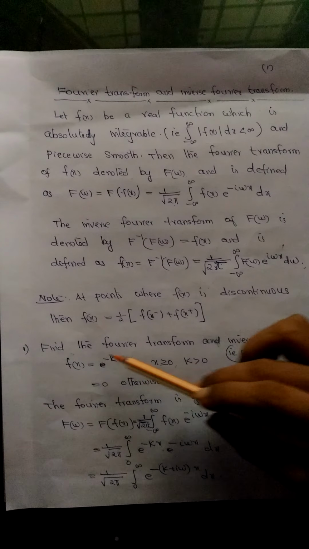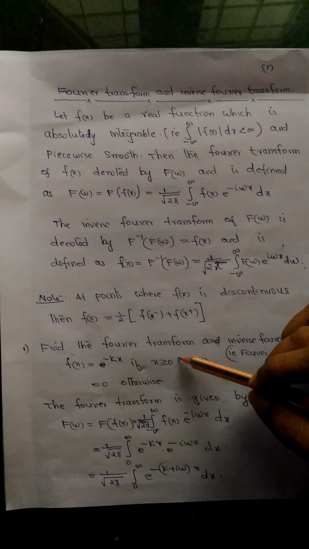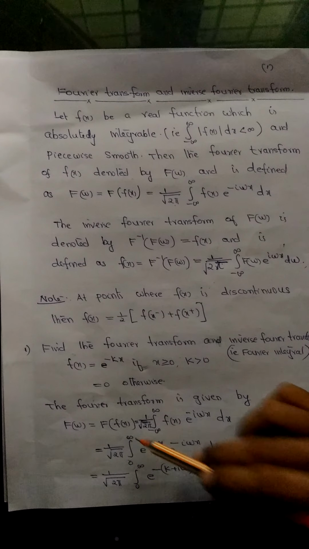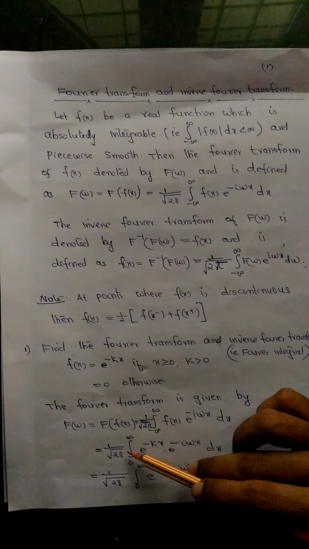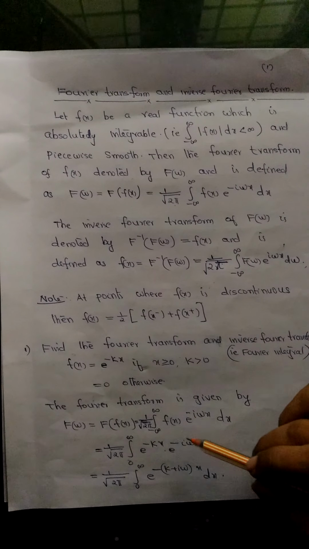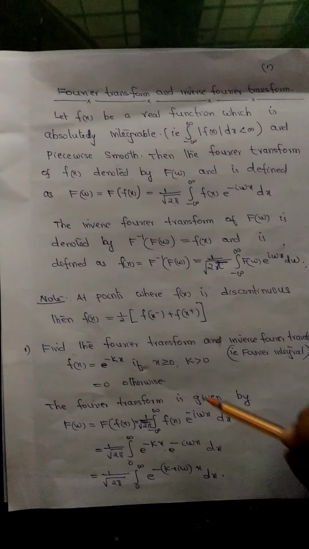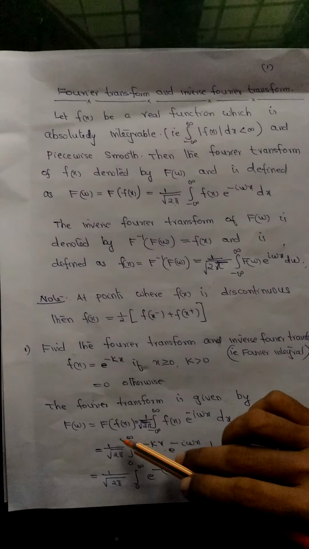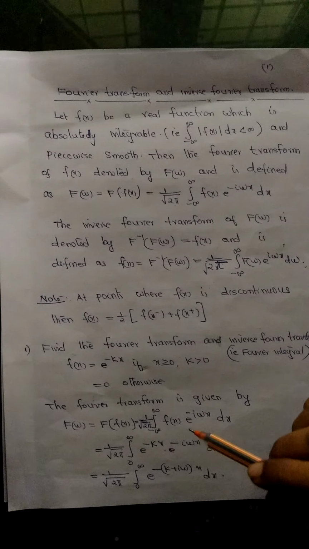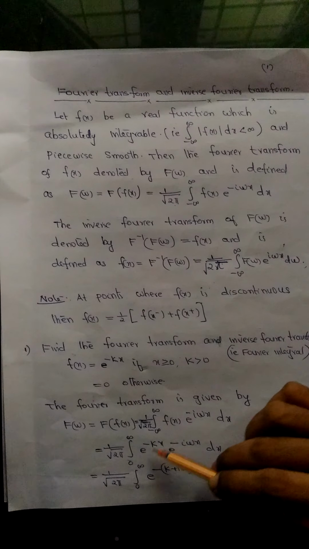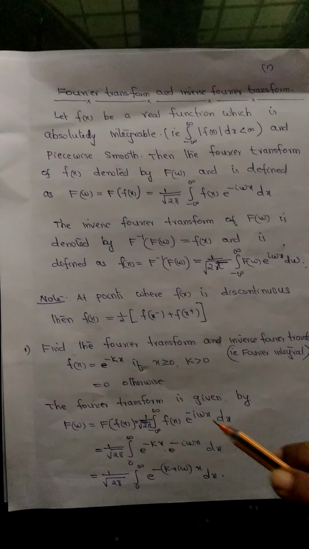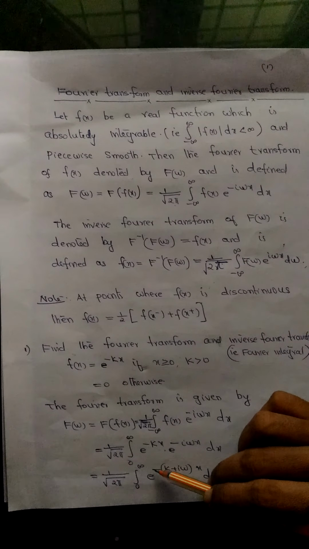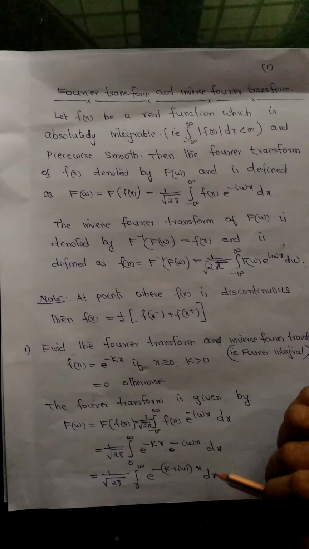Here, the function f of x has e raised to minus kx for x greater than or equal to 0. So the limit minus infinity to plus infinity becomes 0 to infinity. So that is equal to 1 by root 2 pi integral 0 to infinity e raised to minus kx into e raised to minus i omega x dx. This can be written as e raised to minus, taking minus common outside, k plus i omega into x, into dx.